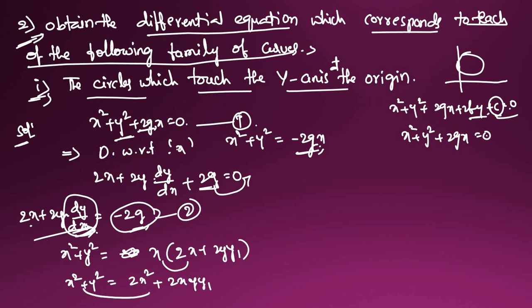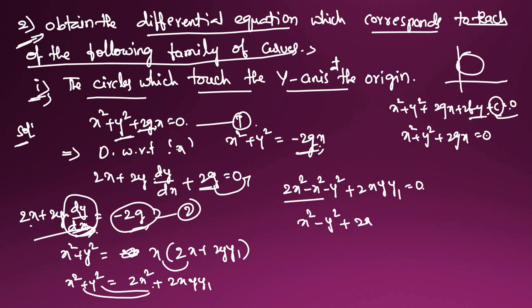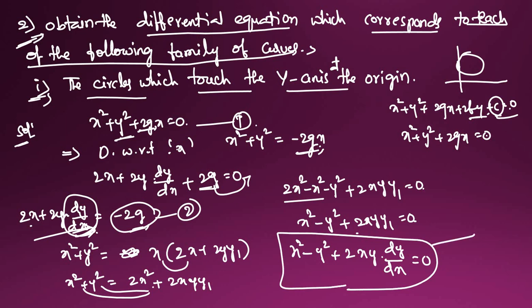So I will bring this to the right side of the equation. It will become 2x square minus x square minus y square plus 2x y1 is equal to 0. So this is x square minus y square plus 2xy y1 is equal to 0. We can write it as x square minus y square plus 2xy into dy by dx is equal to 0. So this is the answer of the given question.